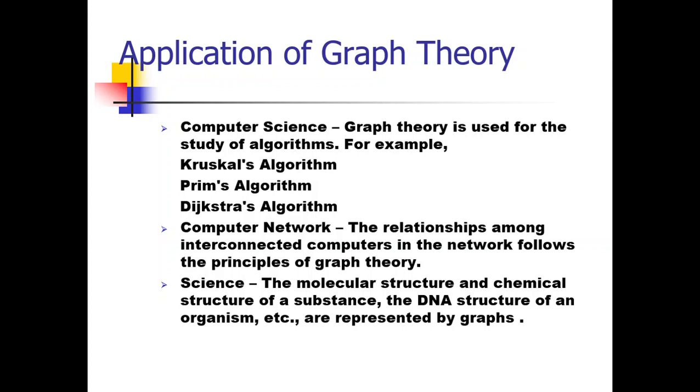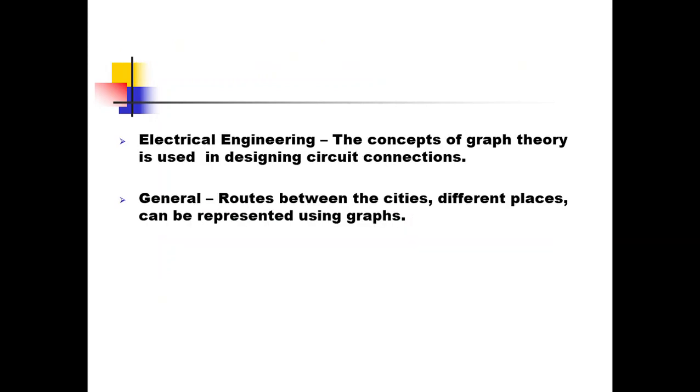The second application is in computer networks, to find relationships among interconnected computers in the network. The third application is in science: the molecular structures and chemical structures of a substance, the DNA of an organism, etc. are represented by a graph. The fourth application is in electrical engineering, where graph theory is used in designing circuit connections. In real life, graph theory is used to find routes between cities; different places can be represented using a graph.